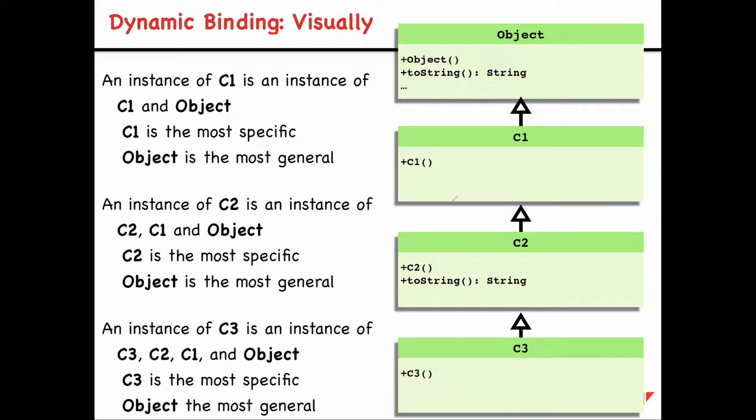An instance of C2 is an instance of C2, C1, and Object. C2 is a C1, and C2 is an Object. C2 is the most specific because that's what we are, and Object is the most general. Same thing for C3. C3 is a C2, it is a C1, and it is an Object. Object is the most general, C3 is the most specific. So you could use this type of diagram to figure out which toString is going to be called and where you're at in the hierarchy as far as general and specific goes.